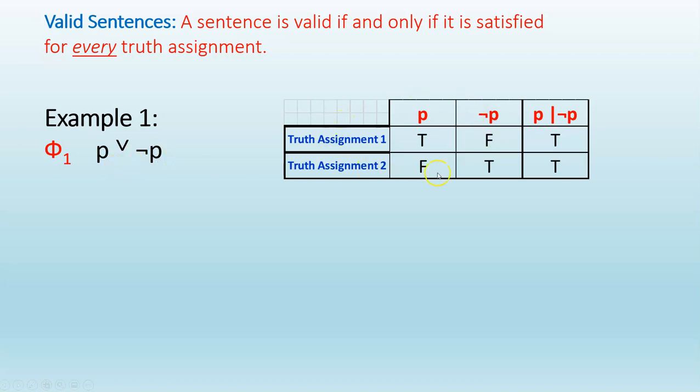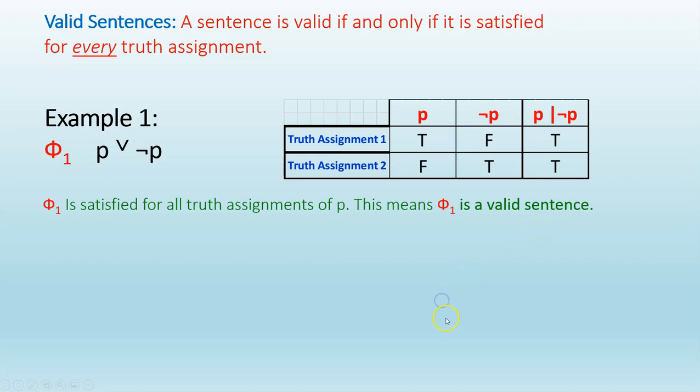Here I've made a truth table for P or not P. It's a really simple truth table. And notice that the sentence P or not P is always true. What I mean by that is satisfied by every truth assignment for P. There's only two truth assignments, true or false, but every one of them leads to P or not P being true. That might seem trivial, but phi 1 is satisfied for all truth assignments of P. That means phi 1 is a valid sentence.